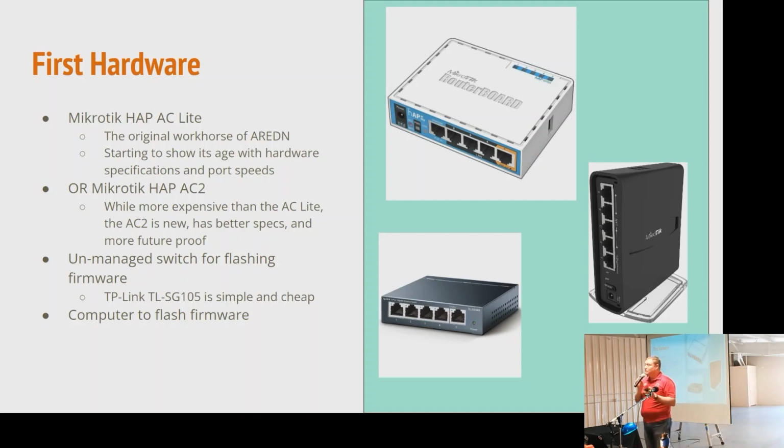The AC2s are quad core. They have gigabit switch ports. They look exactly like the AC Lites, so you have to be careful. They are configurable and give you more. You can run multiple DtD ports on it. We have some designs for that, but they're just more future-proof. So that's kind of where you get started.